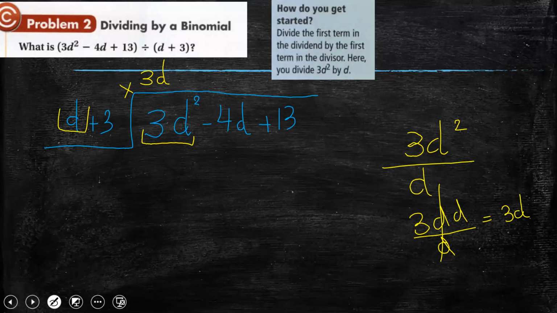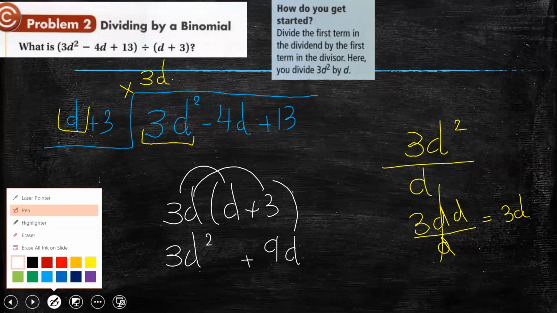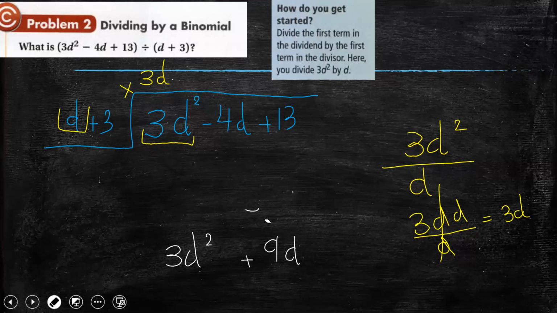So the next step here, multiply 3d with d plus 3. How to multiply 3d by d plus 3? By the distributive property. You have to say 3d times d, which is 3d squared, plus 3d times 3, which is 9d. This answer, 3d squared plus 9d, write it here. 3d squared plus 9d.